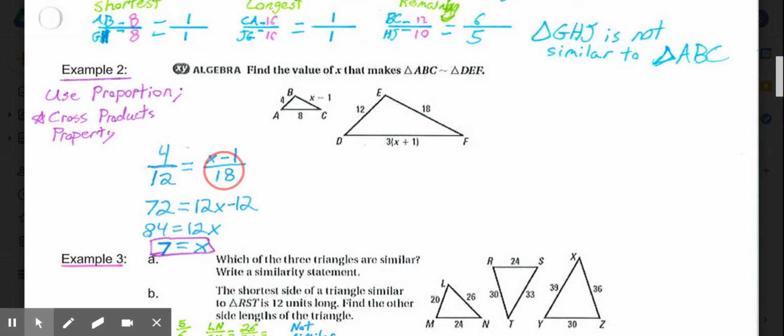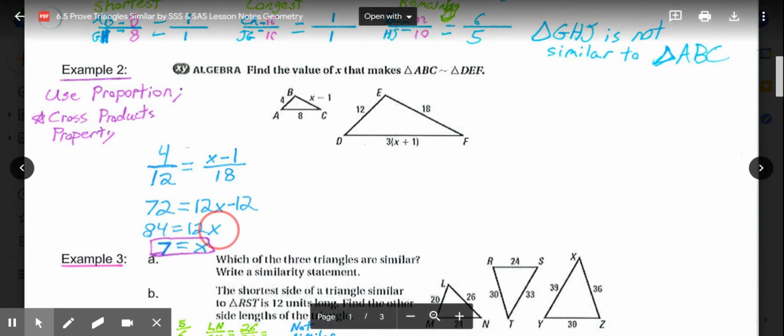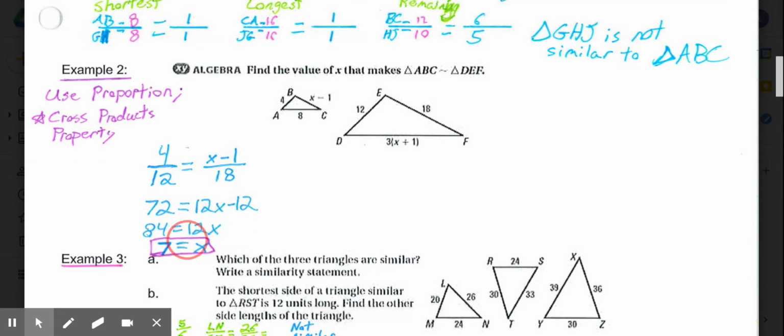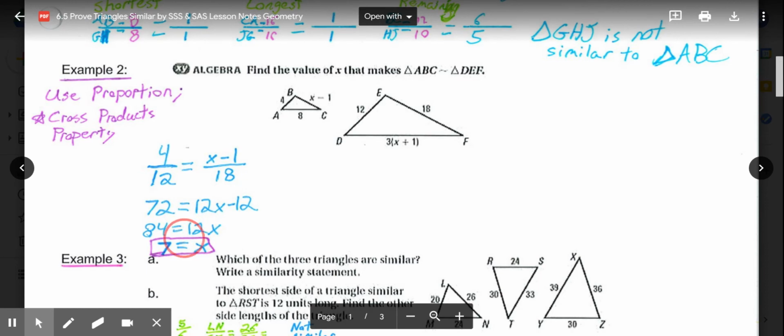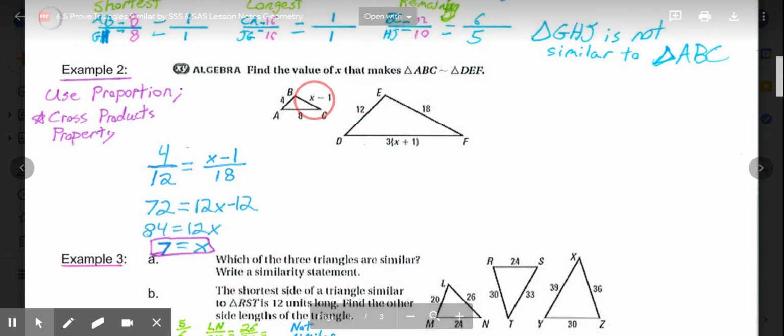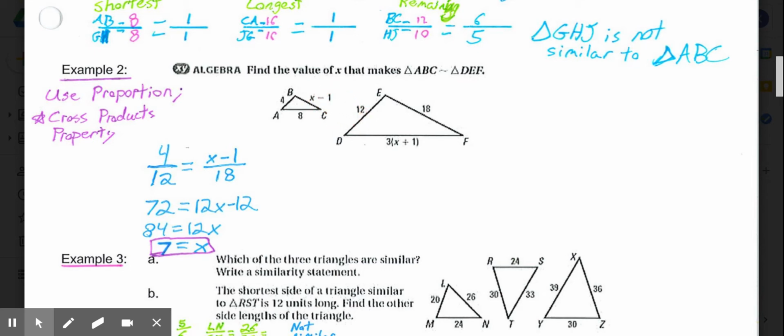We want to cross multiply, so 18 times 4 is 72. 12 times x minus 1 gives me 12x minus 12 when we distribute. Add the 12 to each side. 84 equals 12x. Divide by the 12, and x equals 7. So the value of x that makes these triangles similar is when x equals 7.